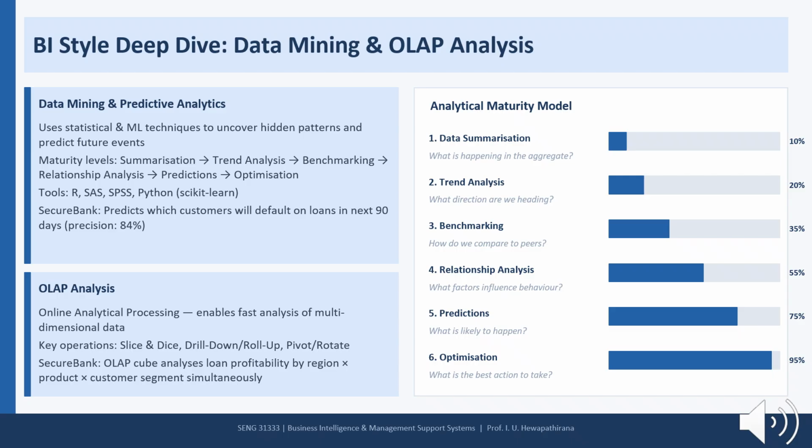At 35% is benchmarking. How do we compare against our competitors or industry standards? At 55% is relationship analysis. This is where it gets interesting. What factors actually influence the behavior we are observing? For example, what drives customer churn? At 75% is predictions. What is likely to happen based on historical patterns? And at the very top, 95% maturity, is optimization. What is the best action to take?